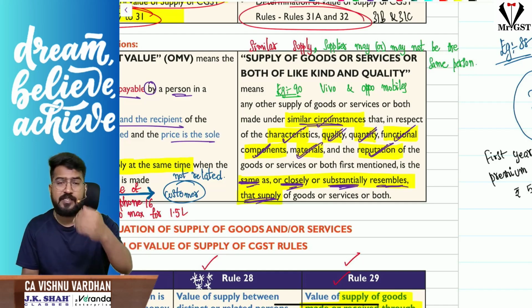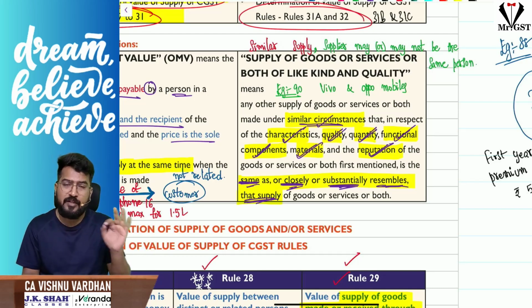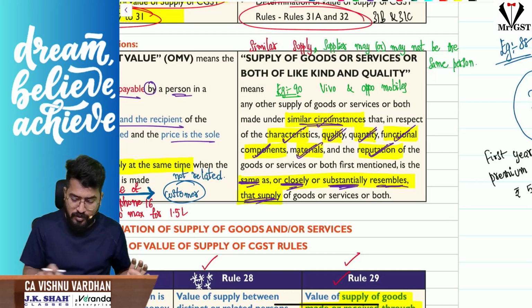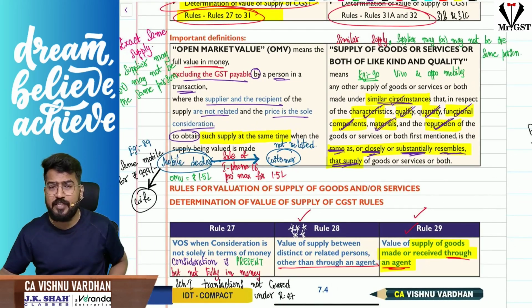Here also the supplier may be the same person or a different person, it doesn't matter. So this is the meaning of goods or services of like kind and quality. That is the concept. Hope you are clear with these two definitions. So let us go with the valuation rules now.